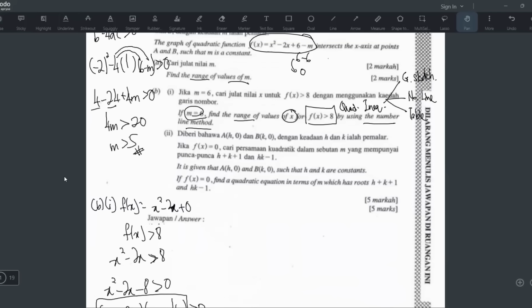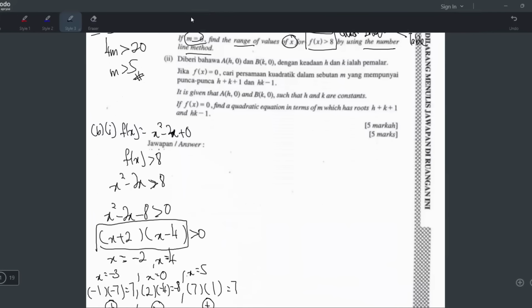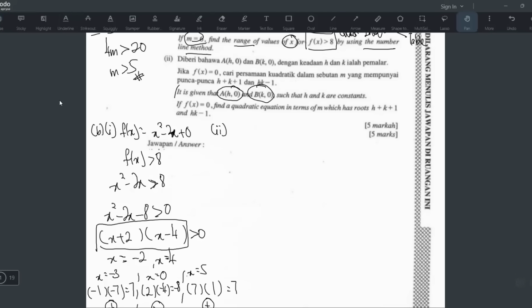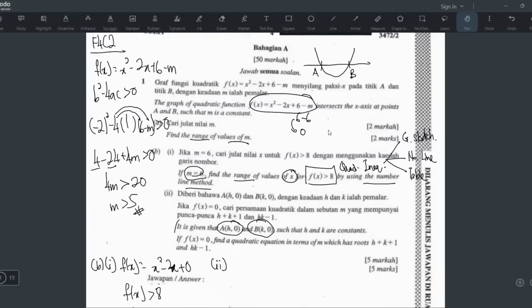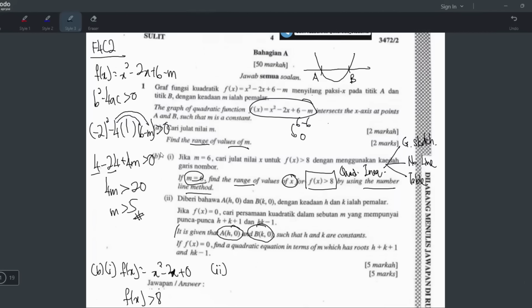Okay, I'm done with that. Now let's do B2. Read the question first. It is given that point A is (h, 0) and point B is (k, 0), such that h and k are constants. I still remember the A and B are actually the roots, the x-intercepts. We are still doing the same question, so A and B are still under this question. So we can still use this f(x) to do this question because it's still the same question.